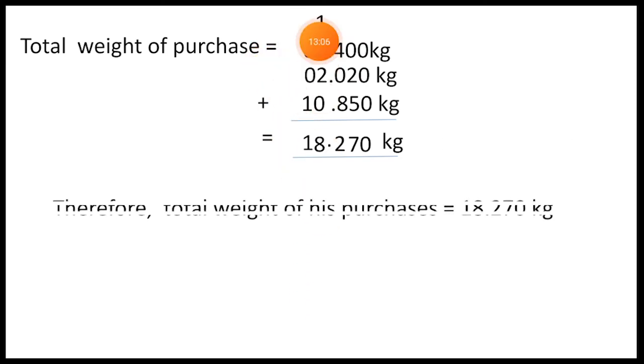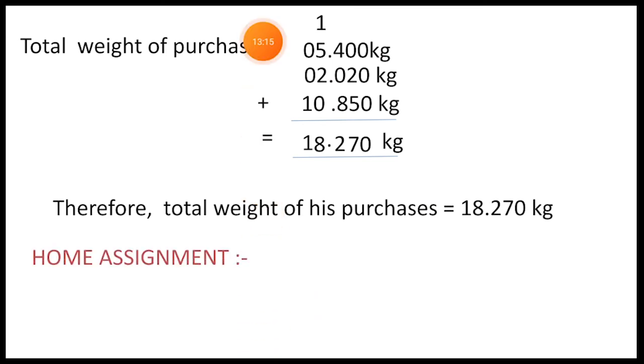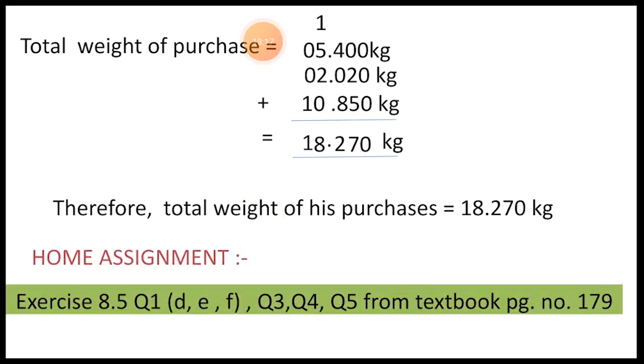So the total weight of the purchases done by him is equal to 18.270 kg. So here is your home assignment, children: question number 1 D, E, F, question number 3, question number 4 and question number 5 of exercise 8.5 given in the textbook on page number 179.